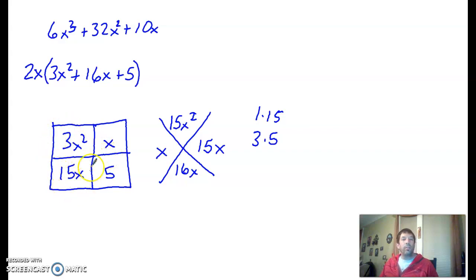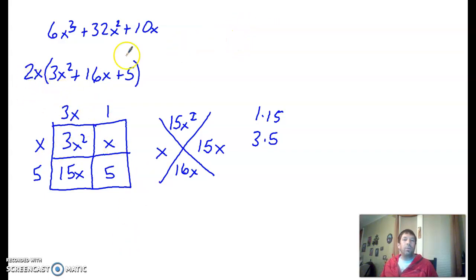And then I look at this first column. 3 and 15 are both divisible by 3. And x squared and x, they both have an x. Now I move to the top left, and I ask 3 times what would be 3? Well, that's 1. I don't need to write that. X times what would be x squared? That's just x, so 1x. Come down to the bottom here. 3 times 5 would give me 15, and I already have the x. And then I come over here to the top right. X times 1 would be x.